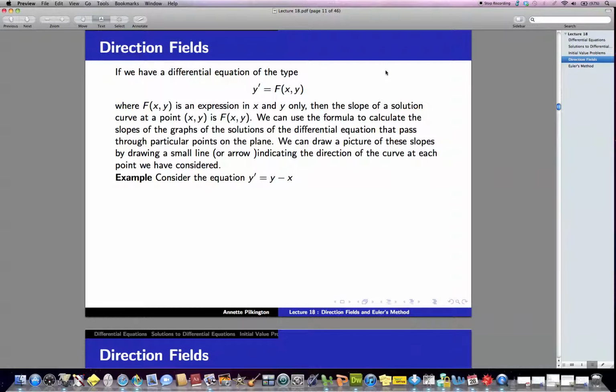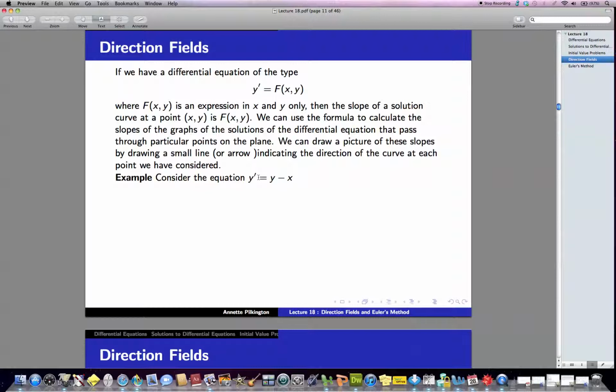If I have a differential equation of this type, where y prime equals some function of x and y, and this is a function of two variables, so it's some combination of x's and y's, then I know that the slope of any one of these solutions at a particular point x, y is given by this combination of x and y's on the right, because y prime here is the derivative of the solution.